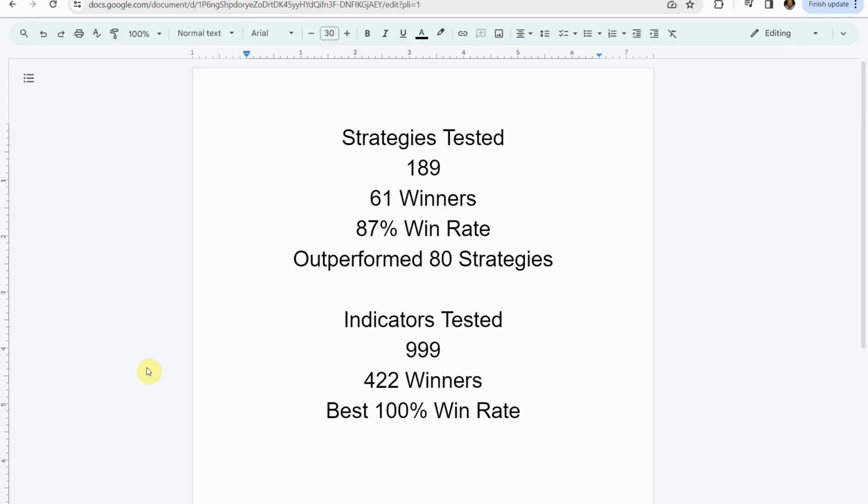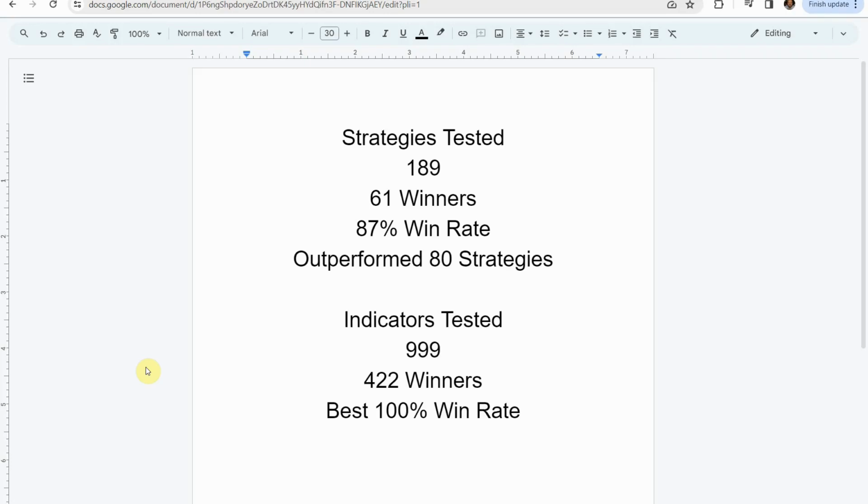Alright, as I said, today we'll be looking at a 15-minute day trading strategy. Before we do though, I wanted to put the testing scoreboard up for everyone to see. So to date, we have tested a total of 189 different strategies, with 61 of them being winners. The best one so far was able to achieve an 87% win rate. That was achieved using the Academy of Forex indicator.